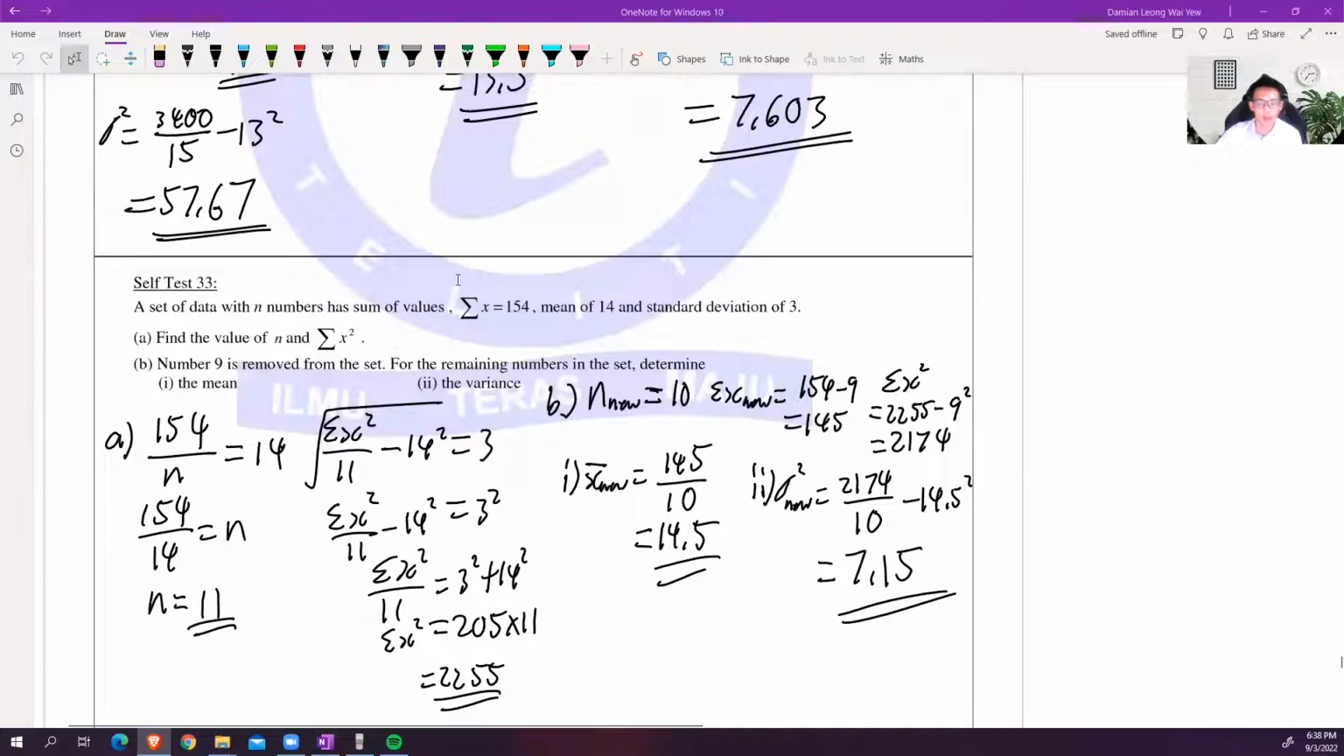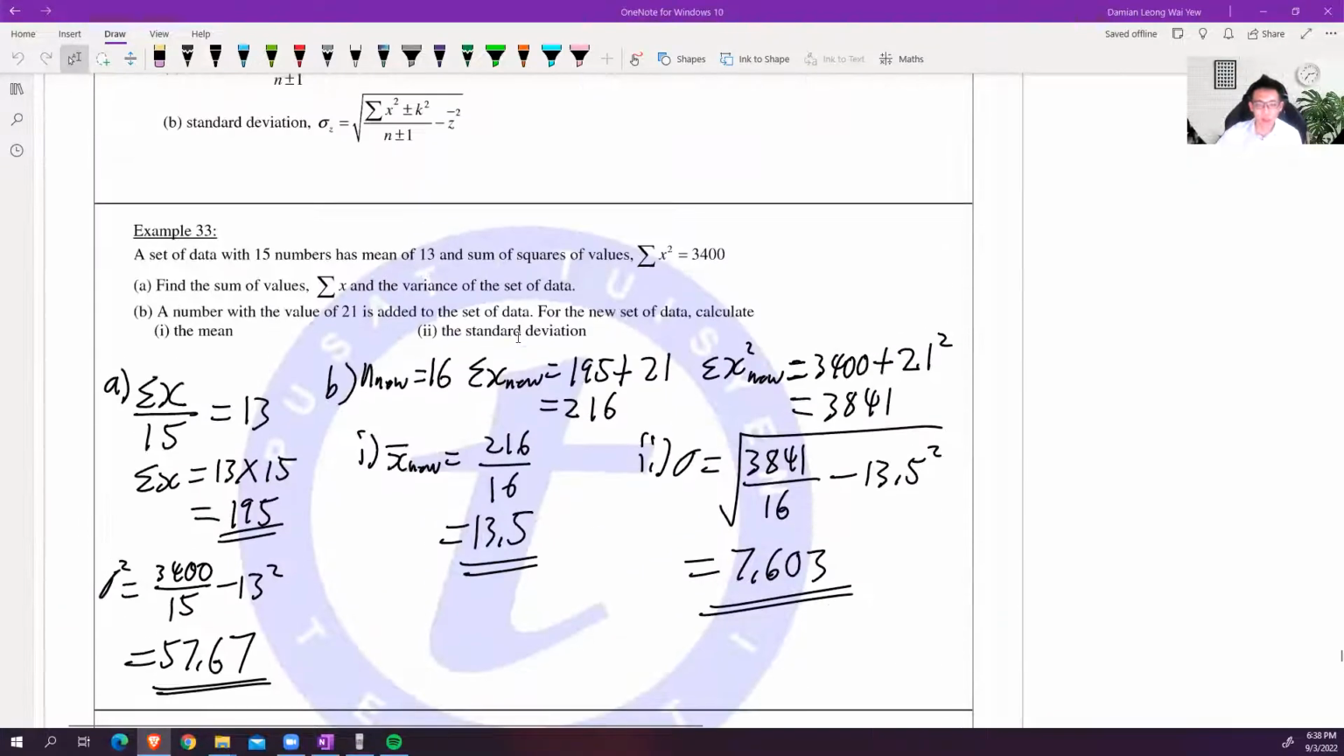Okay, if it's combining two sets of data, make sure you combine from the sum of values and the sum of values square. Don't change from the median itself or don't change from the standard deviation itself.